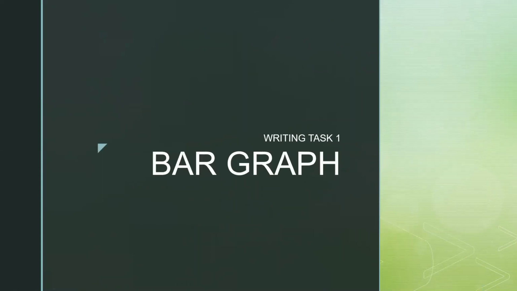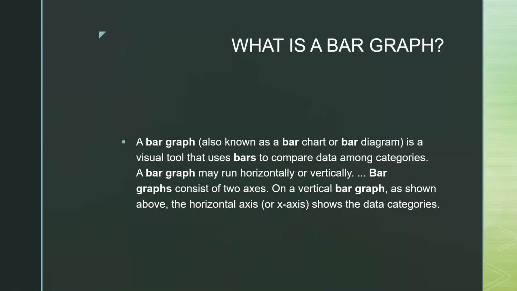So the line graph is quite different from your bar graph, although there are instances where your bar graph and your line graph take the same approaches. Your bar graph is also known as a bar chart or bar diagram. It is used to compare data among categories, so it may be horizontal or vertical, and it has two axes. Just like your line graph, it has y and x axis. So on a vertical bar graph, as shown above, the horizontal axis shows the data categories.